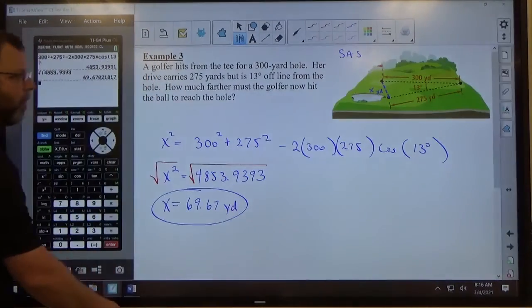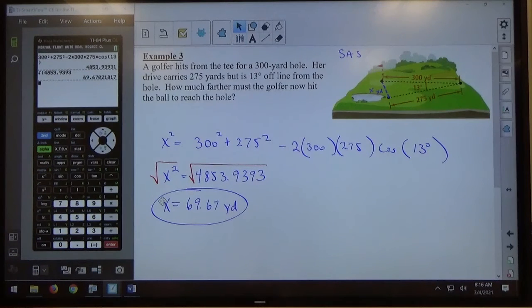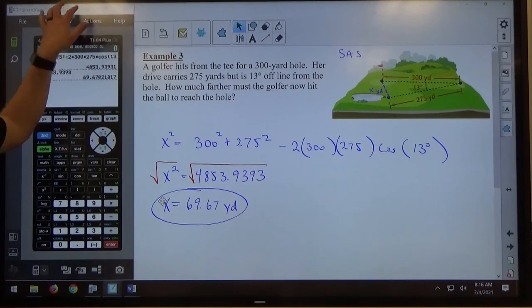She still has almost 70 yards to go. Had she hit it exactly straight, she would have had 25 yards to go. So she basically lost 45 yards of distance by hitting it off to the left like that. And again, that's all they asked me for, so I would be done at that point.